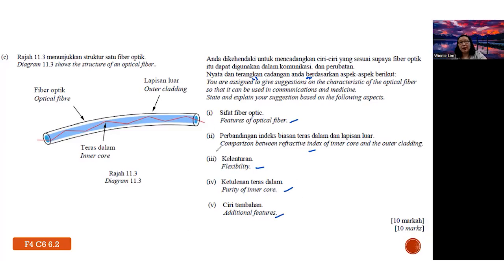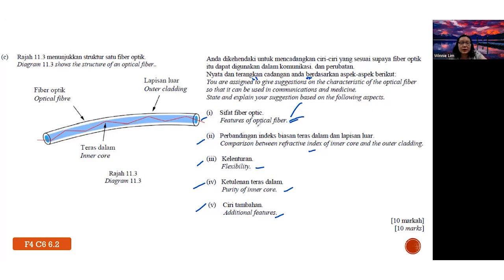If they give you the 5 aspects straight away, you don't need to worry. You just need to elaborate on these 5 aspects and explain. But sometimes for these types of questions, they may give you only 1, 2, 3, so you have to think out the rest. Each part may have 2 aspects and 2 explanations.